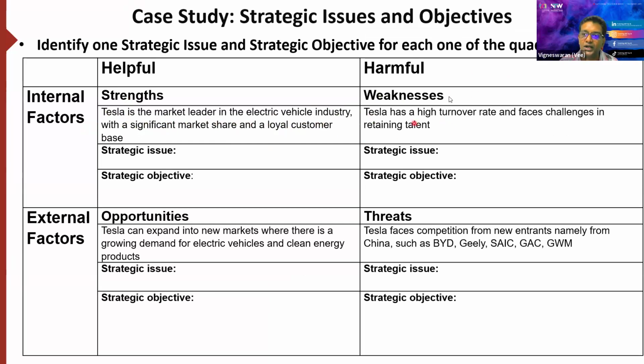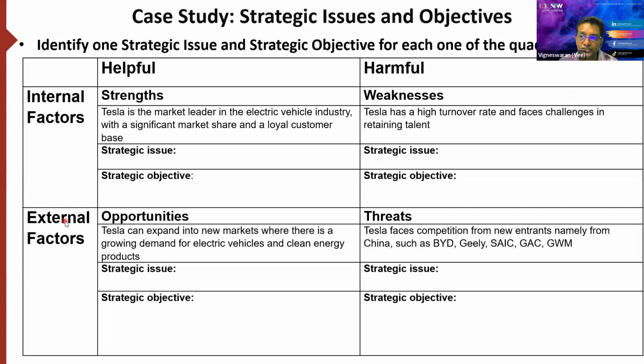Okay. Then what is their biggest internal harmful aspect, which is their weakness? Tesla has a very high turnover rate and faces challenges in retaining talent. Okay. Why? Probably it's a very stressful company. I'm just assuming. Remember, this is a fabricated case study.